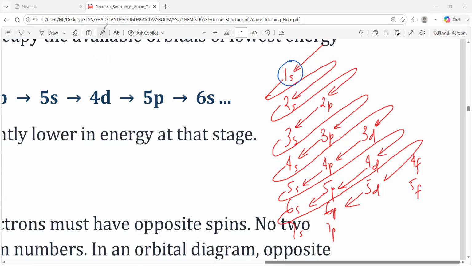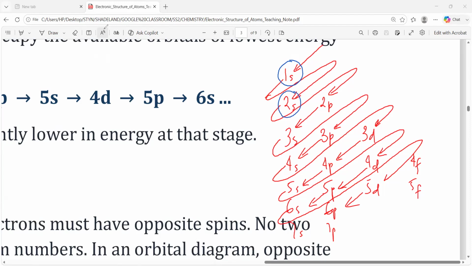I said you should unmute yourself, so I thought I would be hearing you. Yes, sir. Do you all understand that? Yes, sir. Good, good. Now, after 1s, we move to 2s. How many electrons does 2s carry? 2. Very good.